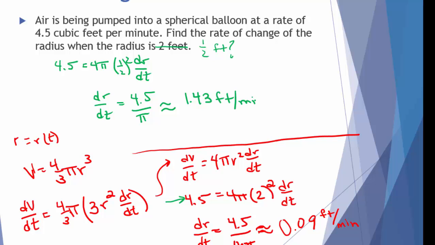That's feet per minute. So notice the rate at which your radius is increasing, and it is increasing because it's positive, is much larger at half a foot for the radius than it is at 2 feet for the radius. So these should make contextual sense based on the application that you're looking at. Let's take a look at another example.